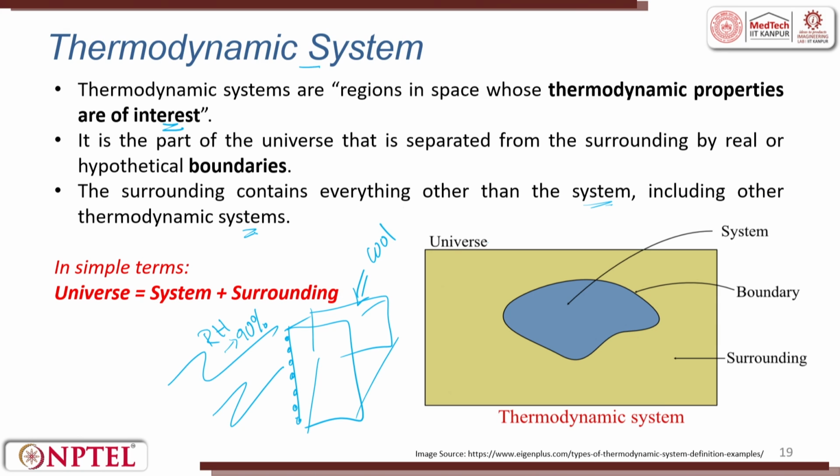For example, if you are trying to keep the focus only on the freezer of a refrigerator, then everything else outside the freezer boundary is called the surrounding. So, in simple terms, system plus surrounding is the universe.